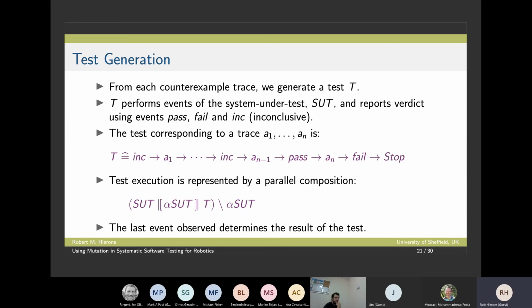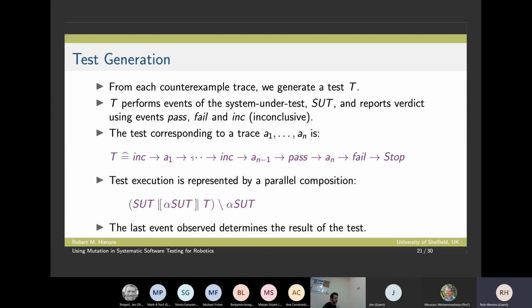That behavior isn't a behavior of the system. We include these inconclusive verdicts because there could be non-determinism. So we could depart from this trace for some other reason. So for example, A2 might be an output, and there may be another valid output that could occur.